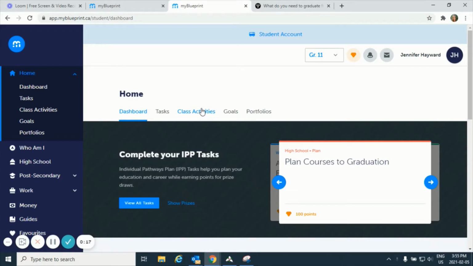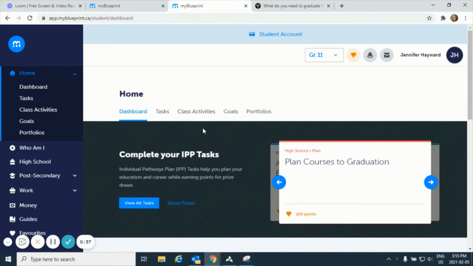For those of you that have used MyBlueprint before, when you log on to your account, you will start off at your home page. Hopefully this is something you've seen before. If you're new to MyBlueprint, welcome, and this is where you will always start when you log on to MyBlueprint. Again, this is your home page.